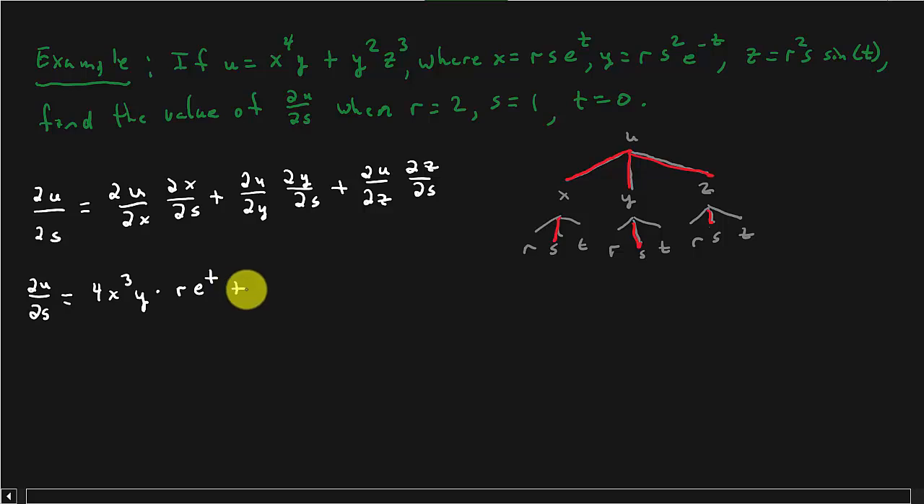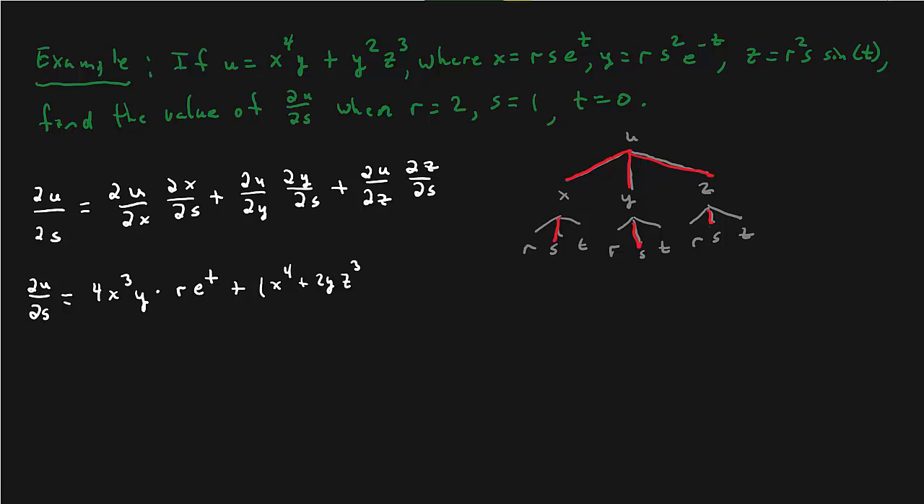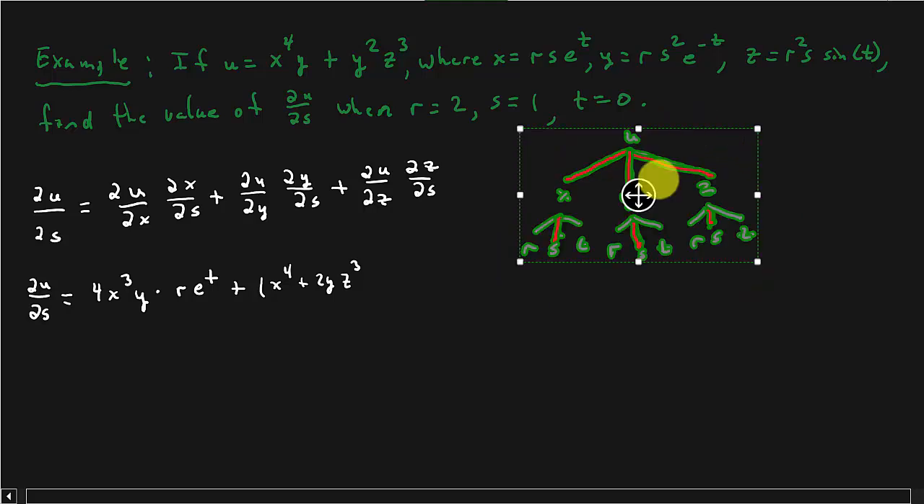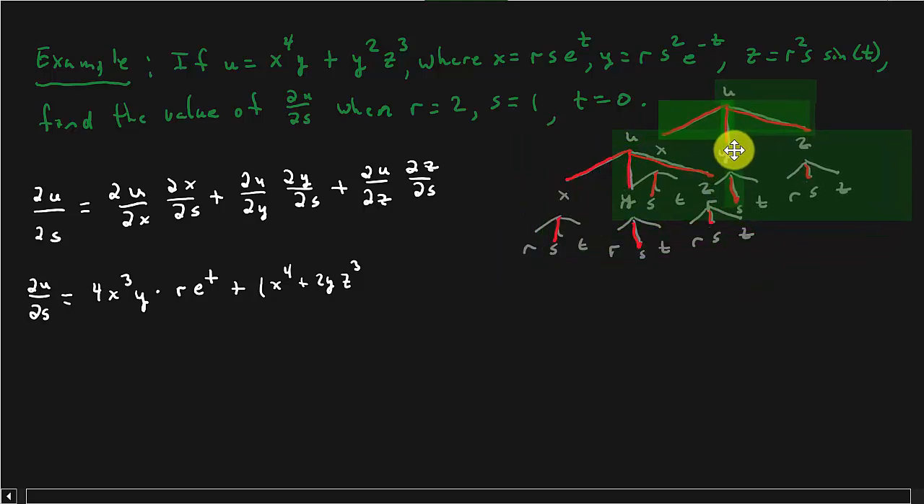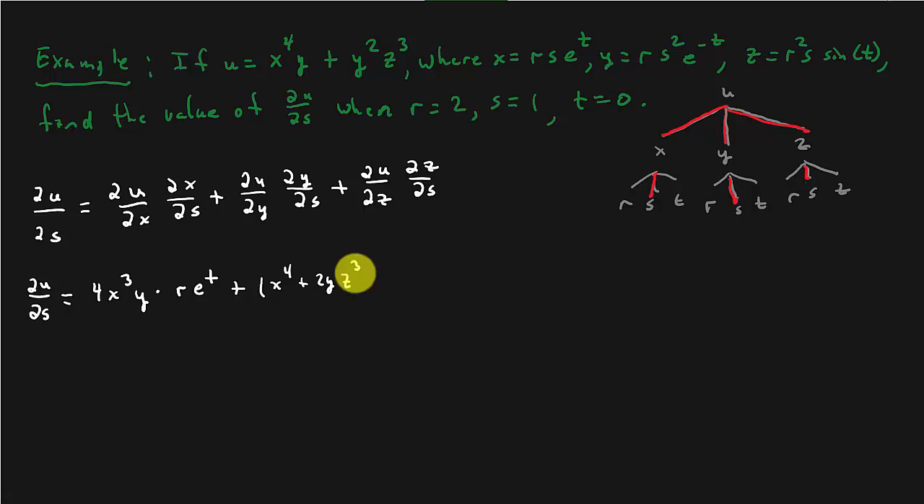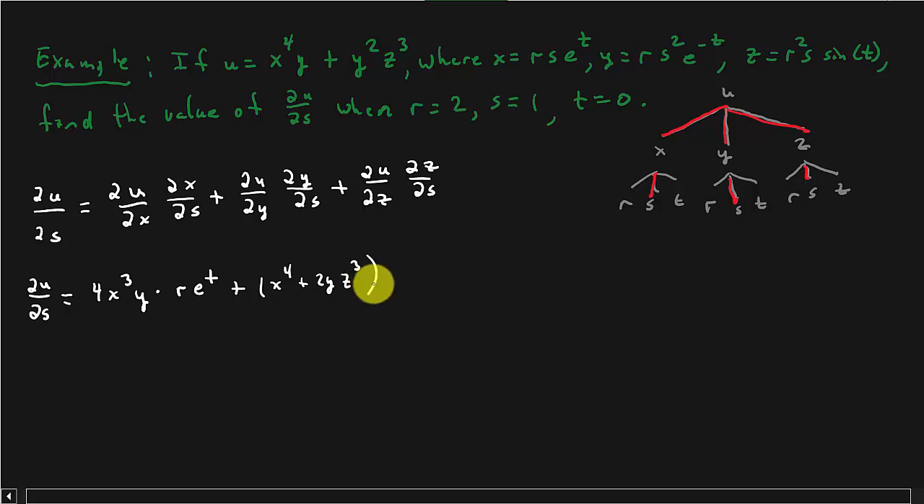And then that's going to be plus the partial of u with respect to y. So that's going to be x to the fourth plus 2yz cubed, times the partial of y with respect to s. So s is our variable, everything else is a constant. So that's going to be times 2rs e to the negative t.